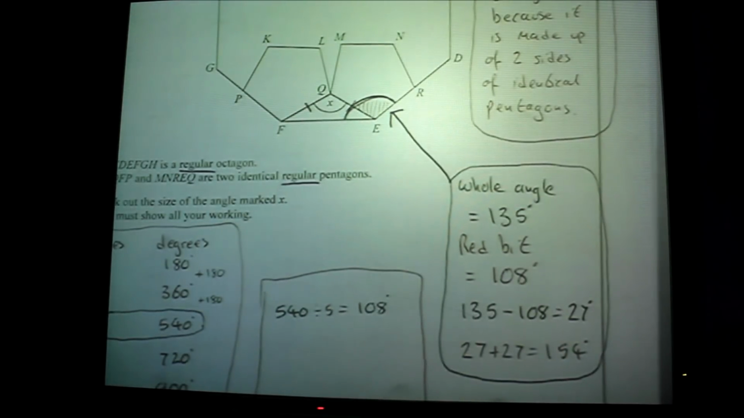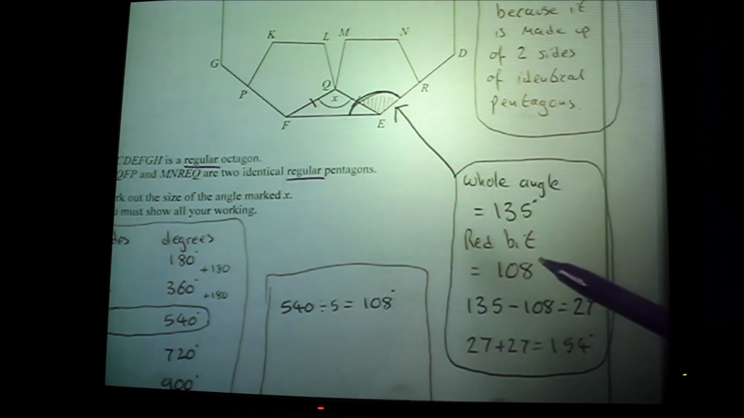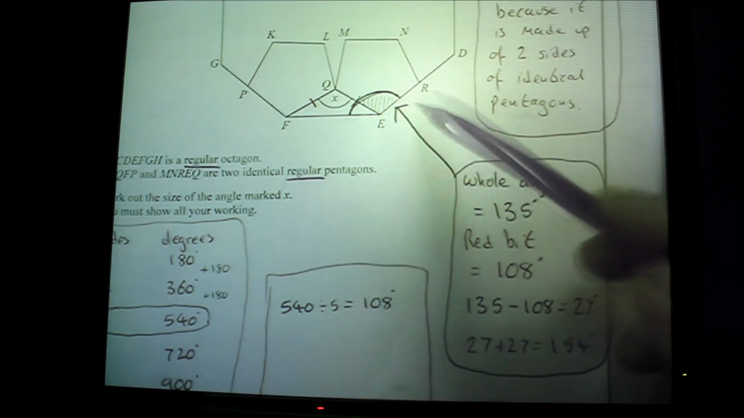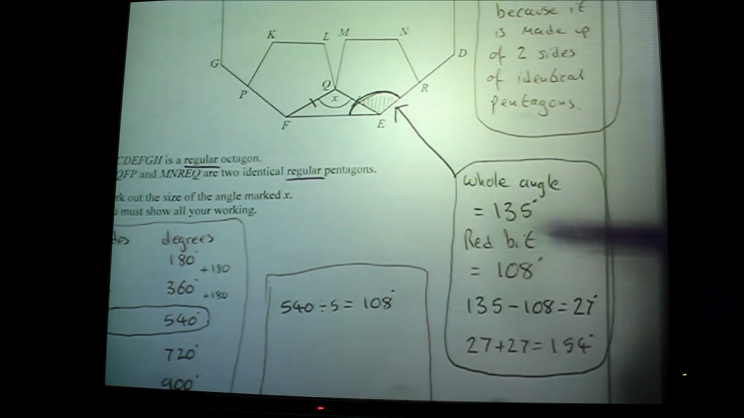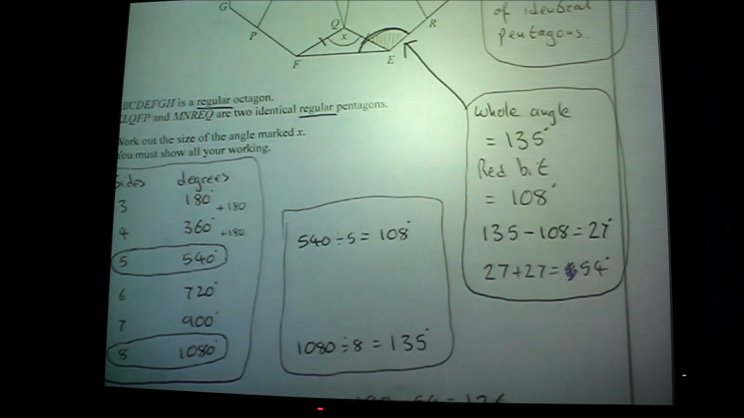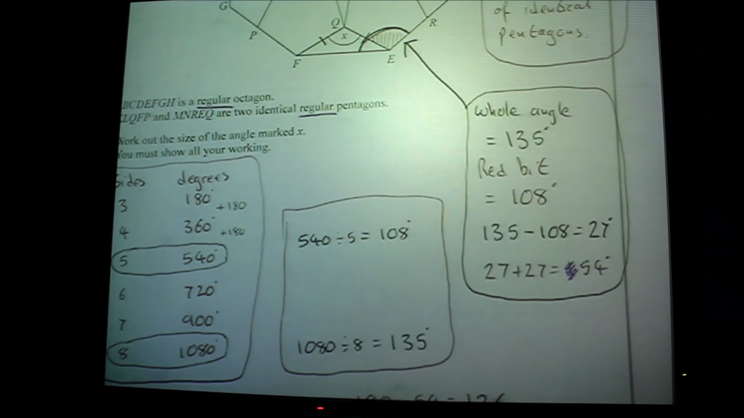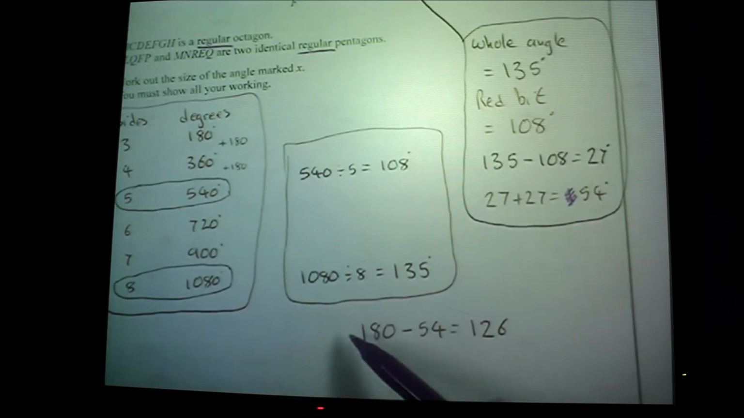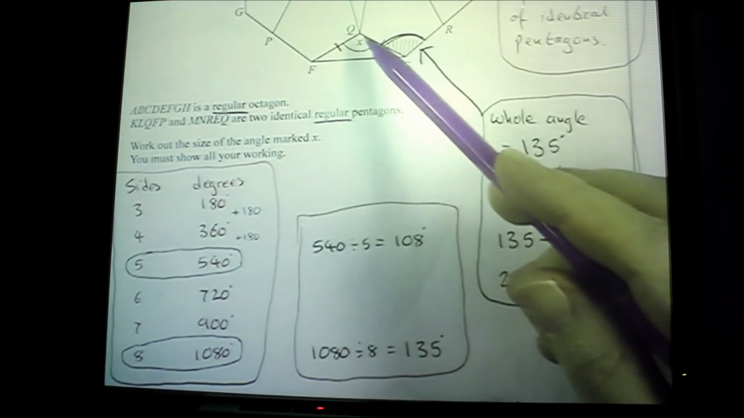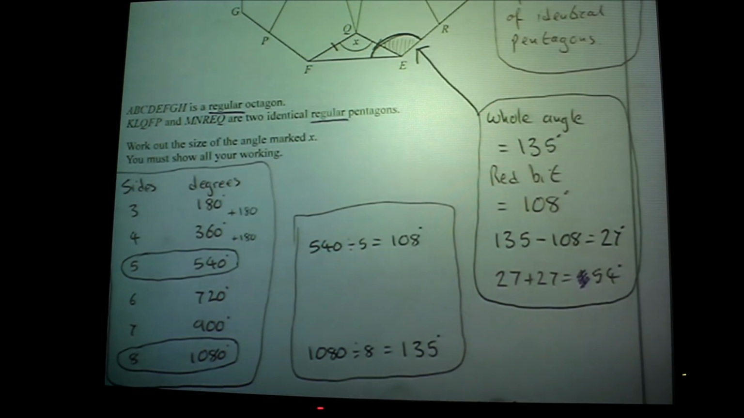135. So what I've done is this. The whole angle here is 135. The bit I've shaded in there is 108. So this bit here is 27, so 27 add 27 is 54. Scribble out the 154, got that wrong. So it's 180, take away the 54, and that gives you that angle in there, which is 126 degrees. A bit fiddly, that one.